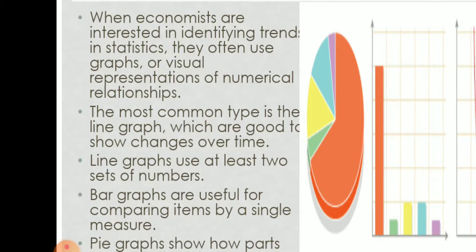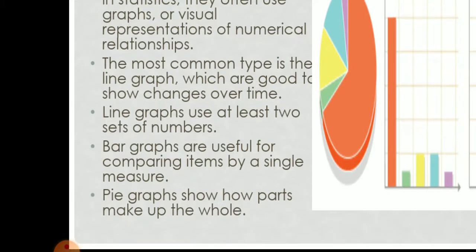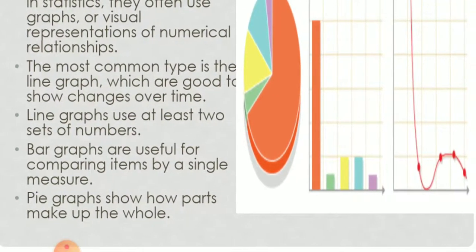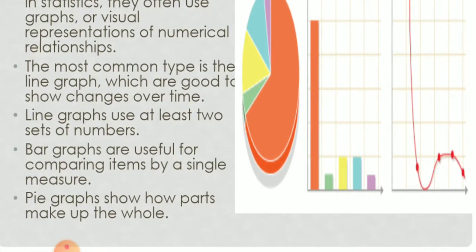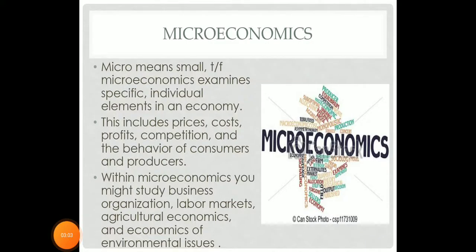Line graphs use at least two sets of numbers. Bar graphs, the second one, the one in between, are useful for what? For comparing items by a single measure. So we have single measures here. The pie graph, the last one, the circled one, shows what? How parts make up the whole. We usually use percentages.